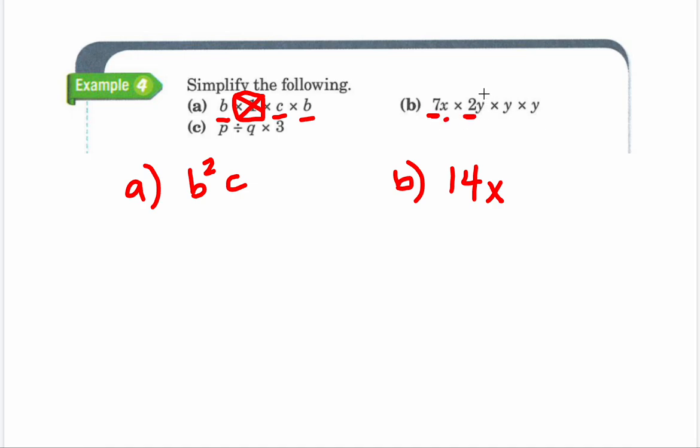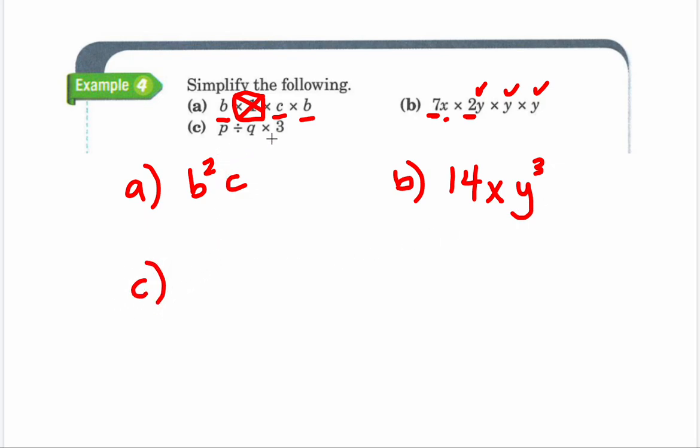And then let's see how many y's there are. There's 1, 2, 3 y's. So y to the 3rd power. So this is 14 times x times y to the 3rd power. I got rid of all those x's in between for multiplication. The 7 times 2 I combined to 14, 1 x and 3 y's I changed to exponential notation.